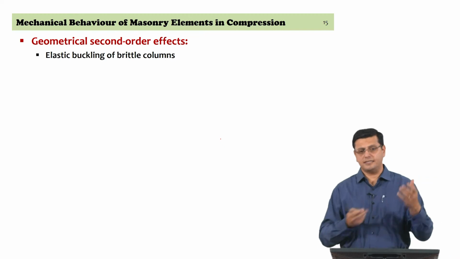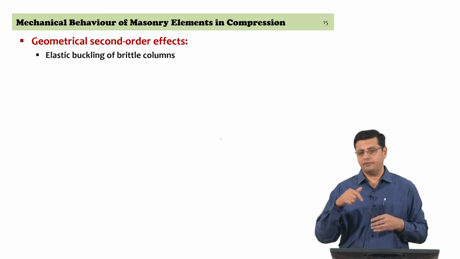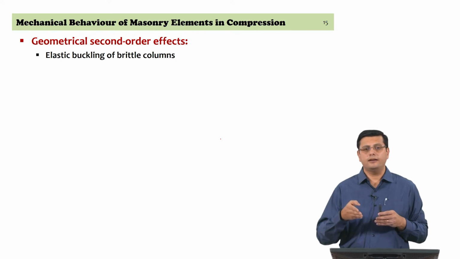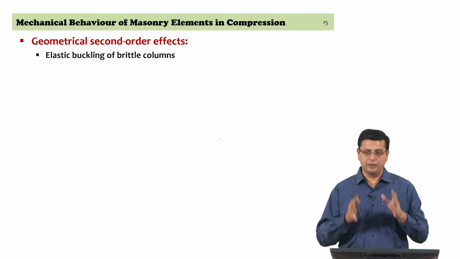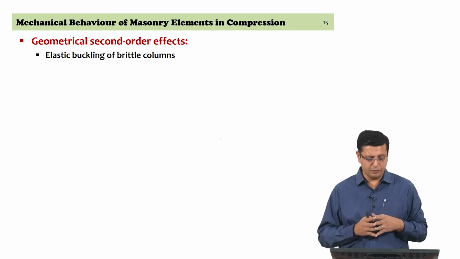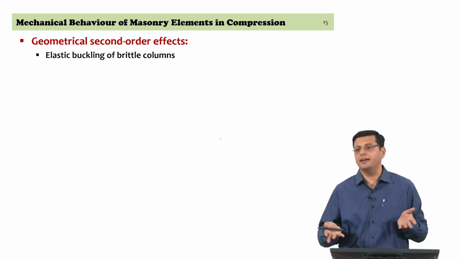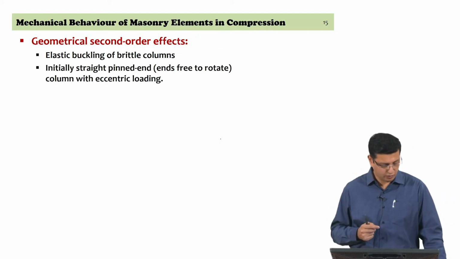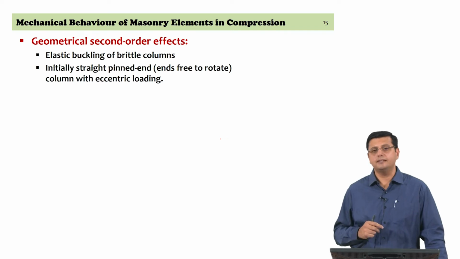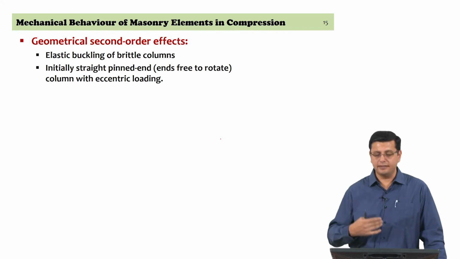The basic assumption that we make in this process. Here we are looking at when you have eccentricity, there is bending in the wall, and that can basically lead to a situation of buckling. So, we are looking at a brittle material, masonry wall or masonry column, and examining the phenomenon under elastic buckling itself. Okay. For the case that we are going to examine, we are going to be looking at pin ends, which means the ends are free to rotate.